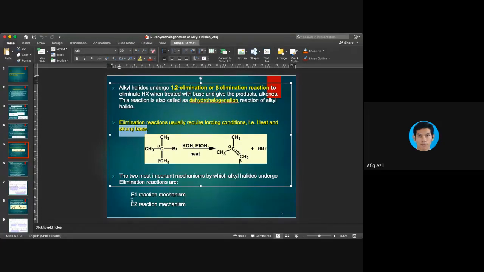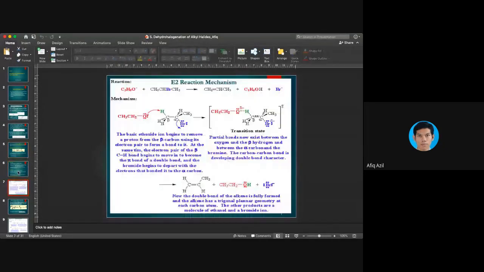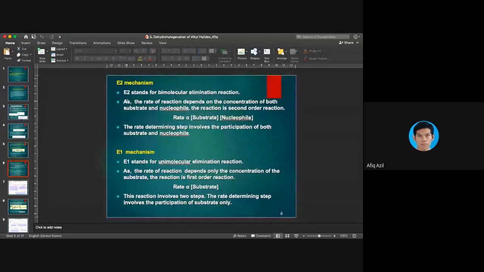Okay, the two mechanisms that you have to know are the E1 and E2 mechanisms. So kita terus pergi E2 lah. So E2 is a bimolecular elimination reaction. Okay, the rate is the same as in SN2, determined by the concentration of both the substrate and the nucleophile. So if you change the concentration of either one of these, then the rate will change as well.